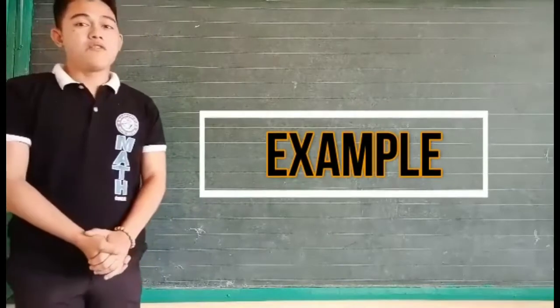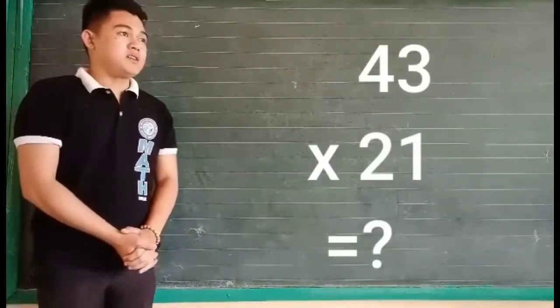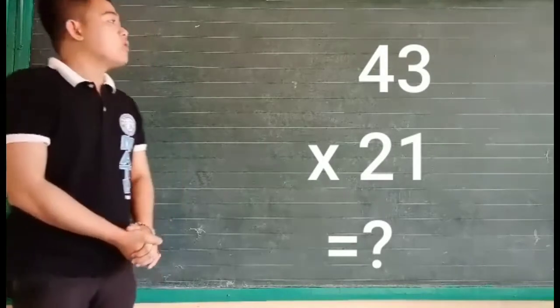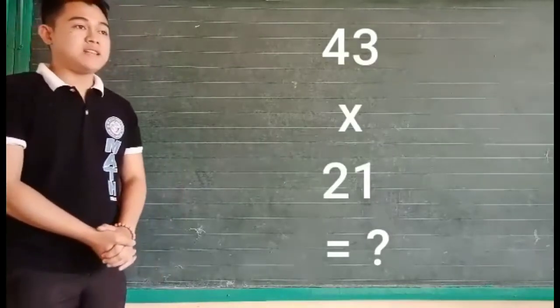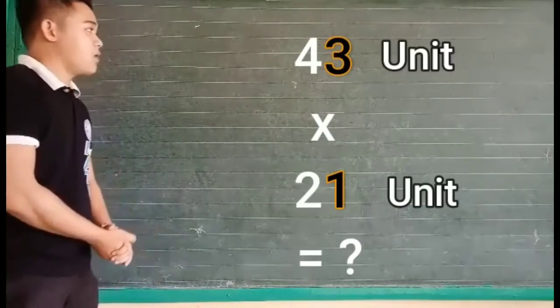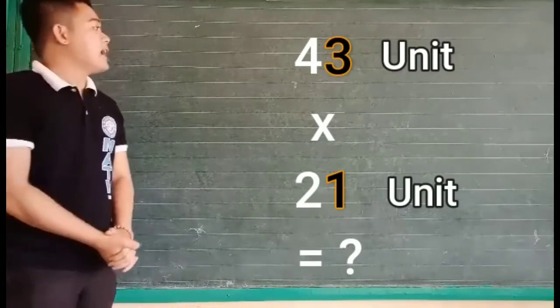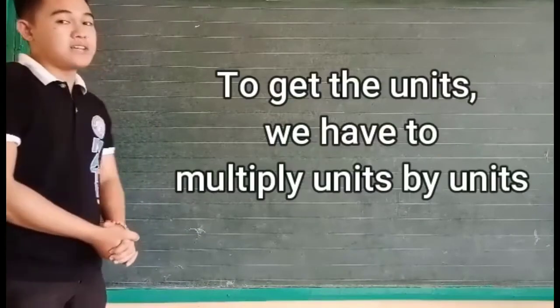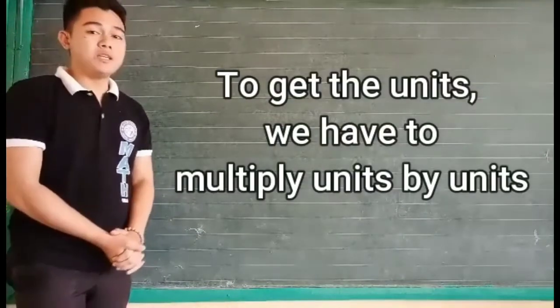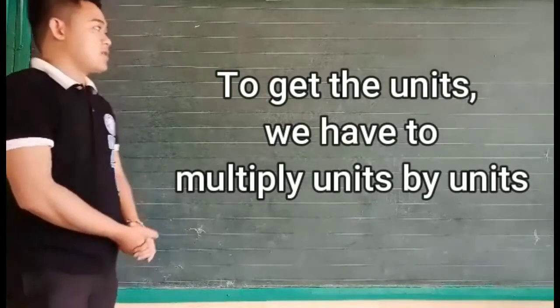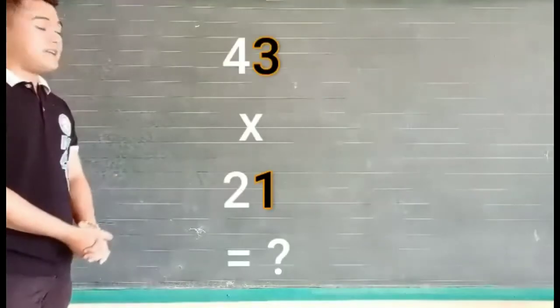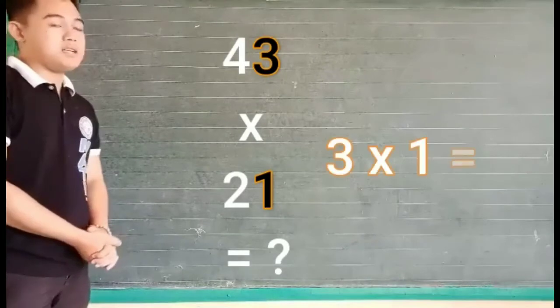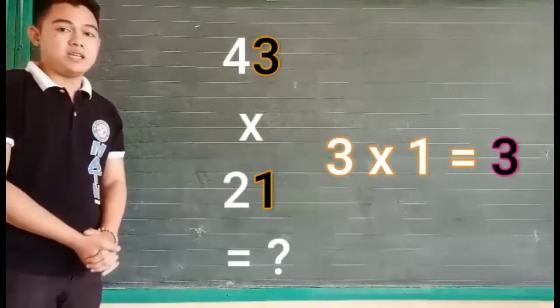Now for example, 43 times 21. We have to determine where the units and the tens are. So 3 and 1 are our units and 4 and 2 are our tens. Now to get the units, we have to multiply units by units. So our units here are 3 and 1. So 3 times 1 is equal to 3.